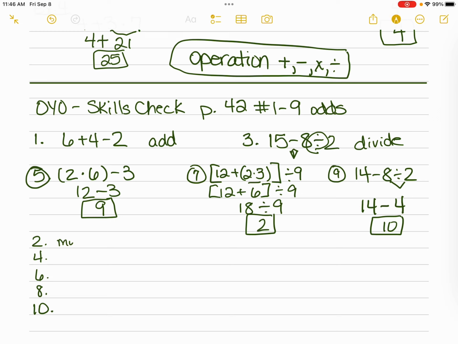Okay, the answers were multiply, divide, number 6 was 4, number 8 was 27, and number 10 was 17.